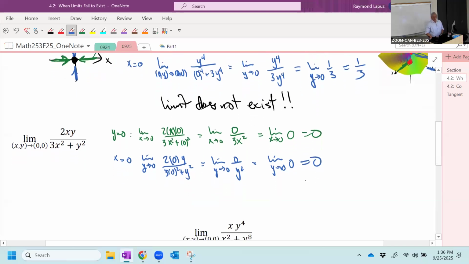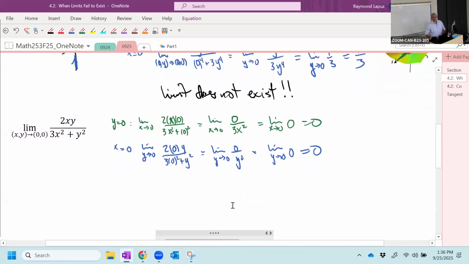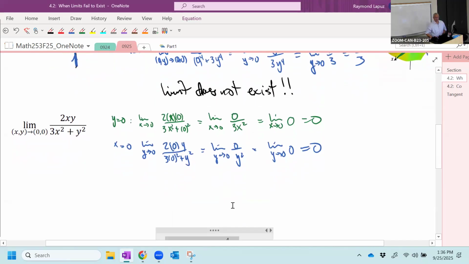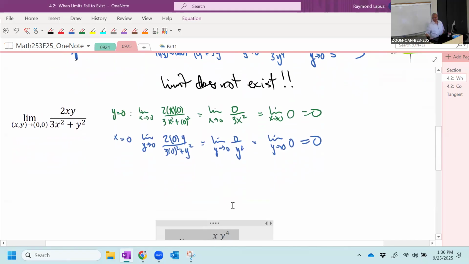So at this point, it looks like the limit might exist, but we're not really sure that it does. This is not a proof that it exists when we only get two different paths to get there. Remember, there's an infinite number of paths. We don't want to check an infinite number of them, but we want to exhaust enough possibilities to say there's still a possibility that the limit won't exist. I didn't have this earlier, but here are the two paths that we've checked so far.